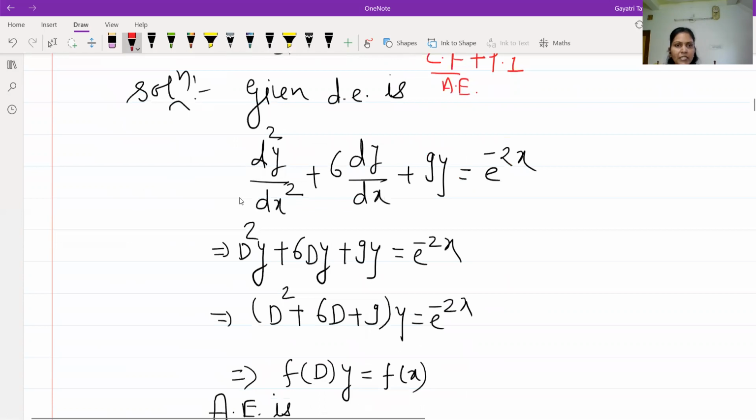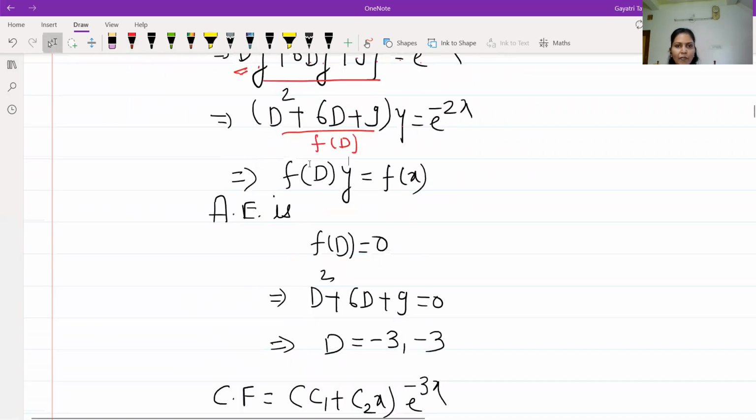हा मग this d2 by dx square, it will be D square y as it is. This is d by dx will be capital D, y plus 9y is equals to e raised to minus 2x. आता मला सांगा या ठिकाणी काय कॉमन निघतं y. Remaining term will be inside the bracket and this is nothing but your f of D. म्हणजे आपलं इक्वेशन कुठल्या फॉर्म मध्ये आलं f of D y is equals to f of x.